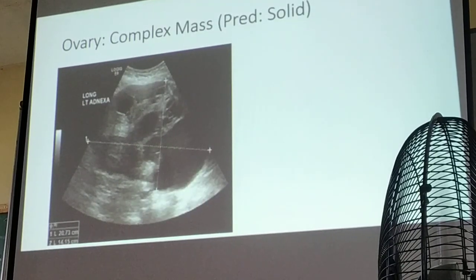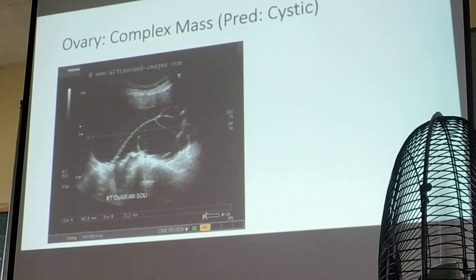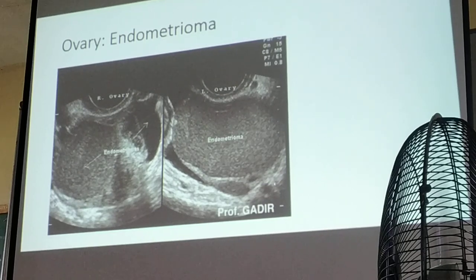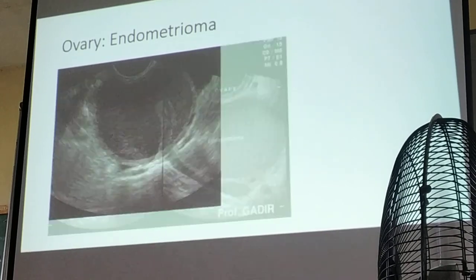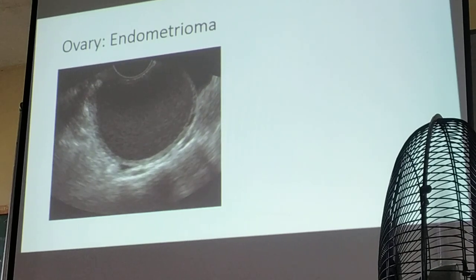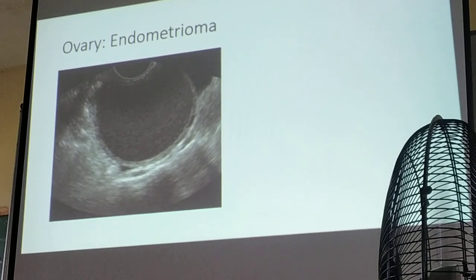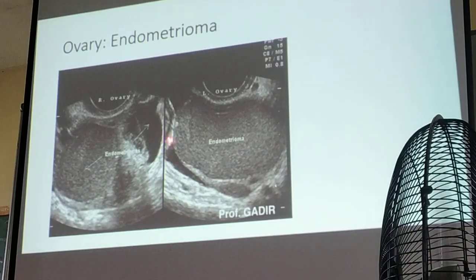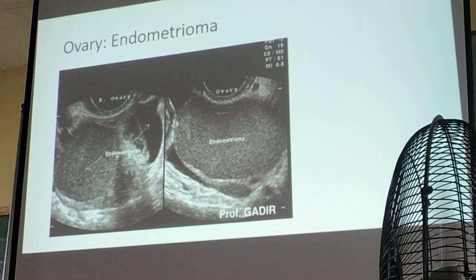Then, complex mass, but I won't be giving this. This one, definitely I'm going to give this. Your chocolate cyst. So how would you differentiate chocolate cyst from dermoid cyst? In dermoid cyst, try to look for calcification. In chocolate cyst, it's purely homogeneous, hypoechoic. Okay?